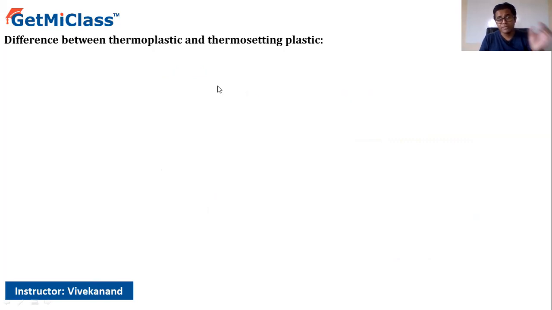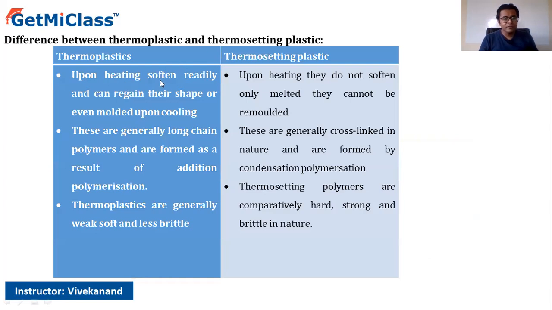So what are the differences between a thermoplastic and thermosetting? A usually asked question. Upon heating, thermoplastics soften and can readily take shape. They can regain shape even after molding. You can give it a shape, and once it is cooled, it becomes hard and takes the shape of the mold. In thermosetting plastics, upon heating they do not soften. They only melt and cannot be remolded. So these are the first differences between the thermoplastic and thermosetting.